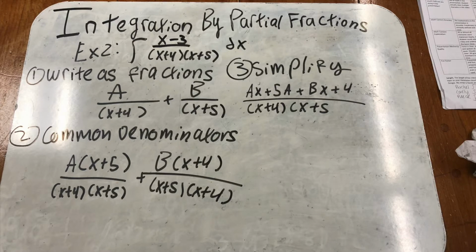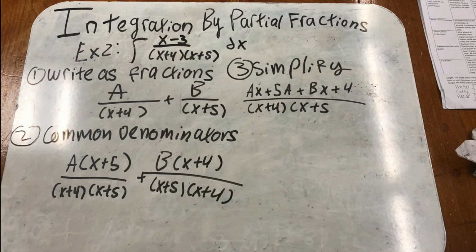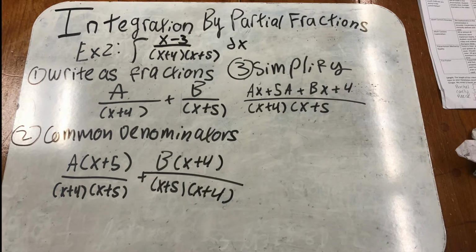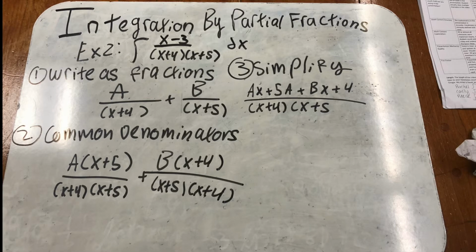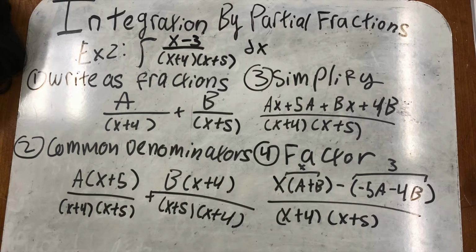Once you have achieved common denominators, you're going to simplify the fraction, and you're going to multiply a times x plus 5 to get ax plus 5a, and then you're going to multiply b times x plus 4 to get bx plus 4b. So once you have multiplied out your numerator, you are again going to factor it into two sections written just like the original numerator in the original integral. So you're going to have x times a plus b, set that equal to x, minus negative 5a minus 4b, and that is going to be set equal to 3.